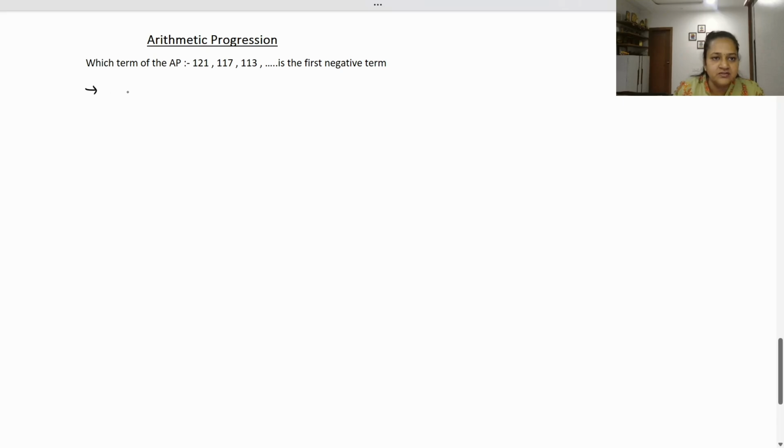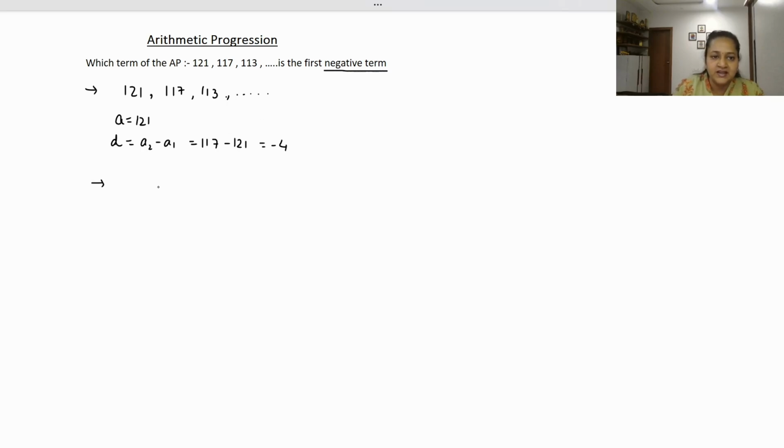So what is the given AP? The given AP is 121, 117 and 113. From here, what can we say? That our first term is 121 and the common difference is A2 minus A1, which is 117 minus 121, which gives us minus 4. Now the condition is that we need to find out the negative term.